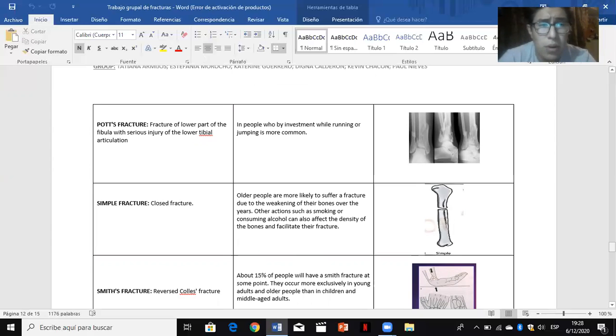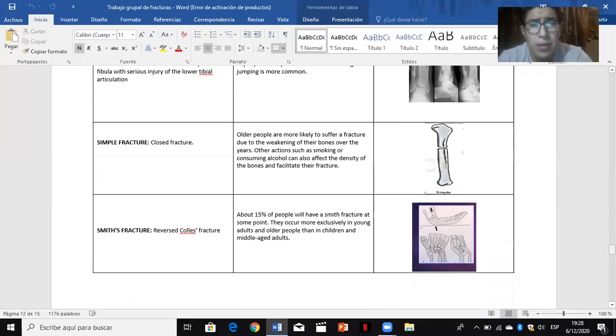Pott's fracture: fracture of the lower part of the fibula with serious injury of the lower tibial articulation. It occurs in people who invert the ankle while running or jumping. Simple fracture, closed fracture: older people are more likely to suffer a fracture due to weakening of their bones over the years. Other factors such as smoking or consuming alcohol can also affect bone density and facilitate their fracture.